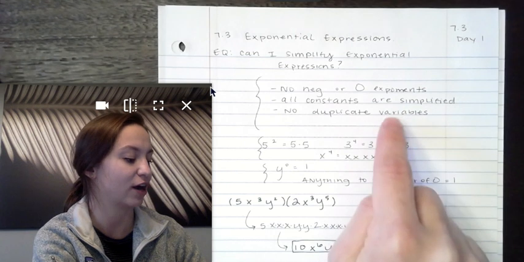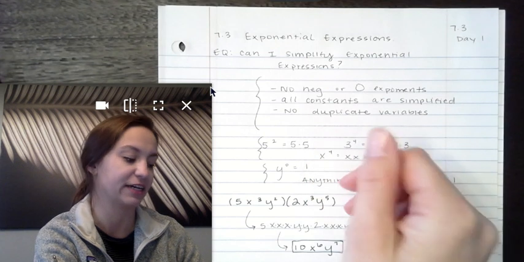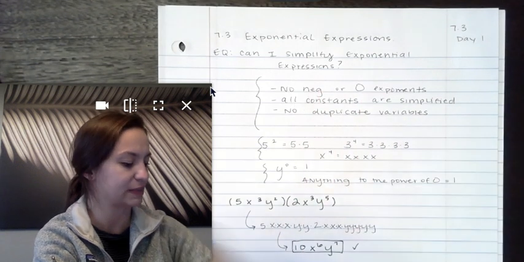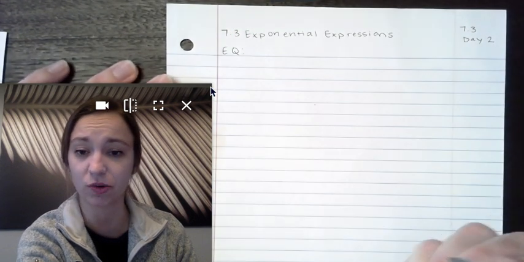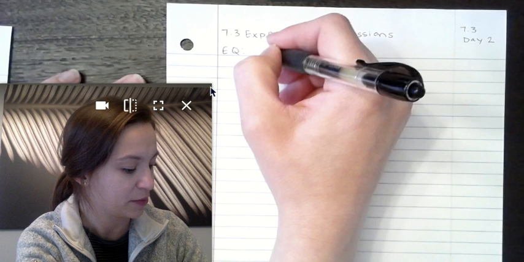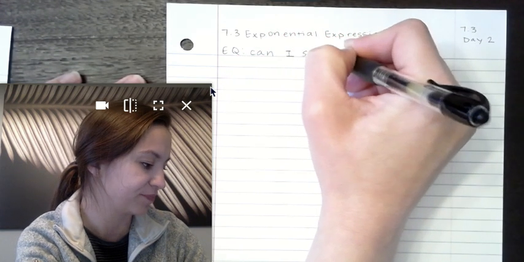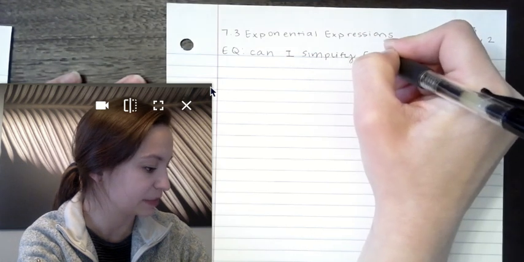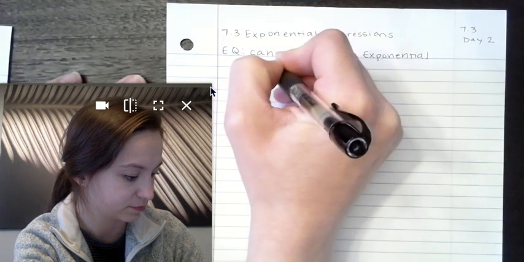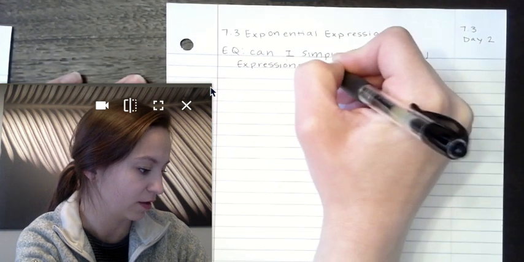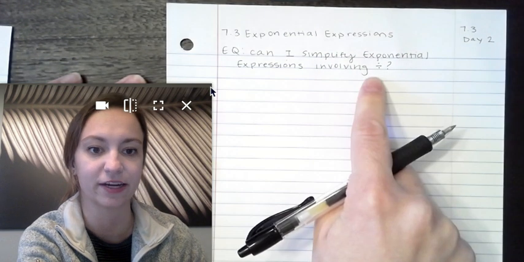So we are trying to get all of our variables combined if we can, any constants simplified and combined, and then of course no negative or zero exponents. But the difference between yesterday and today, our essential question is just going to change a teeny tiny bit. Our essential question is going to read, can I simplify exponential expressions involving division? I'm going to be a little bit lazy here and put that division symbol there.